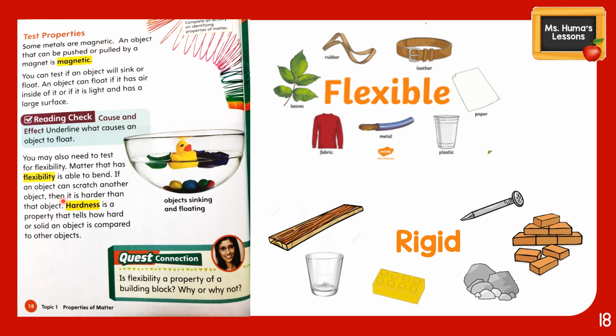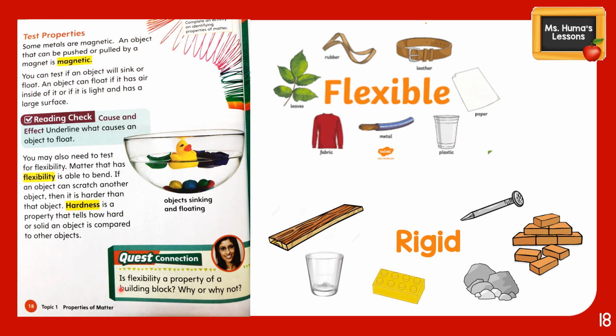Let's see what hardness is. If an object can scratch another object, then it is harder than the other object. When we rub any object with any other object, if it scratches, it's so hard. Hardness is a property that tells how hard or solid an object is as compared to other objects. So we can compare two objects. For example, let's take an eraser and a pencil. An eraser is hard and a pencil is hard too, but the pencil is harder than the eraser. So we have to study how hard an object is.